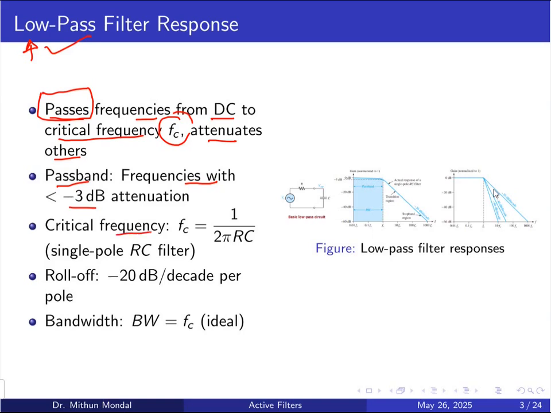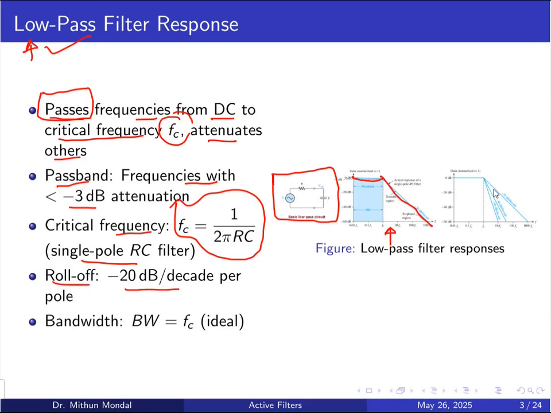The critical frequency is given by 1 by 2 pi RC for a single pole RC filter. Here you can see a network which is basically a low pass circuit having a source and the RC network, and the filter response is shown with the magnitude response. The magnitude response of the filter with respect to frequency is flat up to the critical frequency, and then it will fall at minus 20 decibel per decade. So the roll off will be minus 20 decibel per decade per pole.